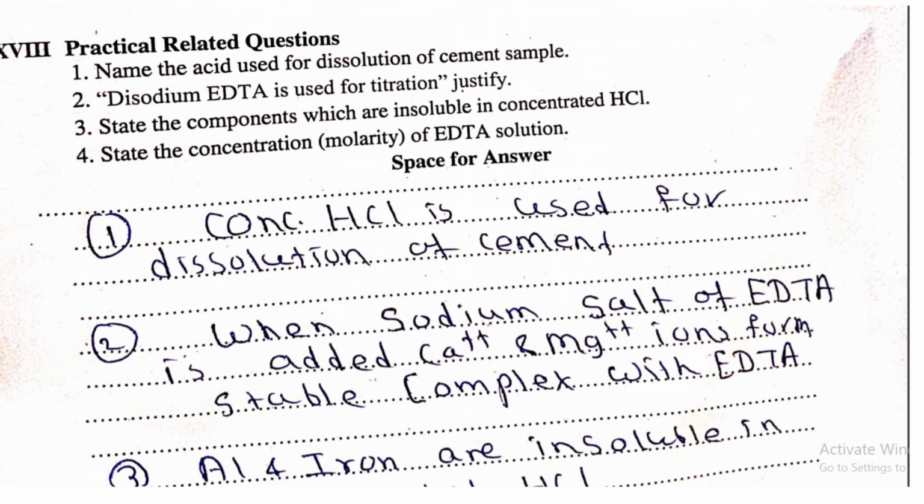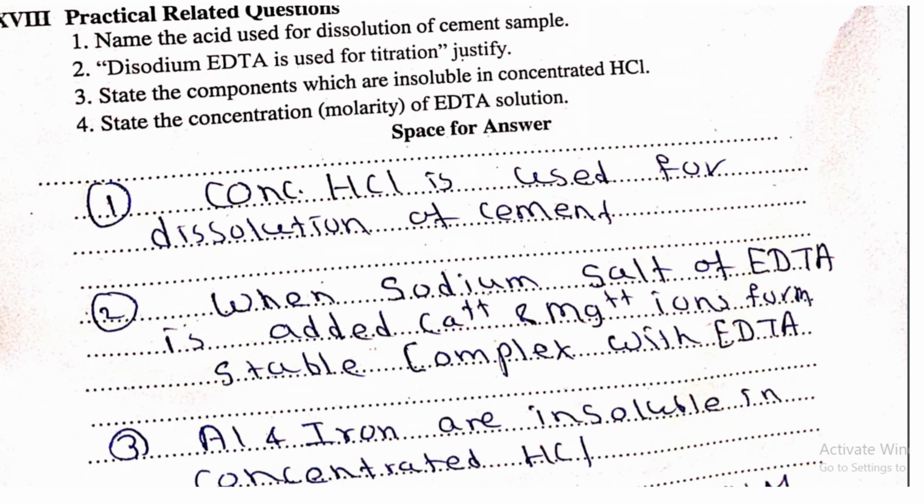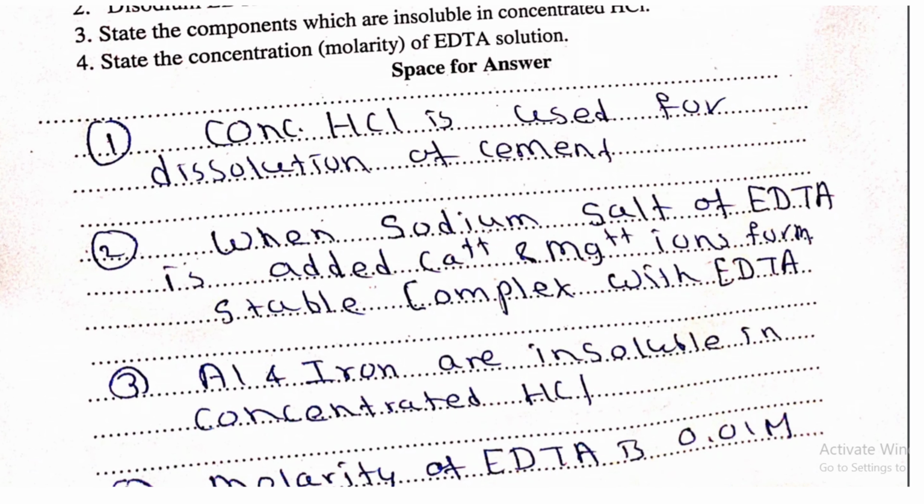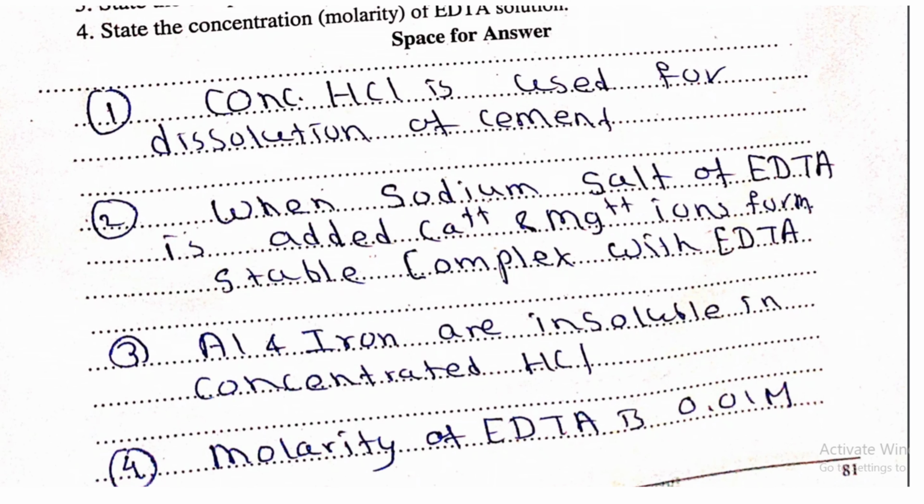Then state the components which are insoluble in concentrated HCl. Aluminium and iron salts are insoluble in concentrated HCl. State the concentration, that is molarity, of EDTA solution. Molarity of EDTA solution is 0.01. This is experiment number 12.